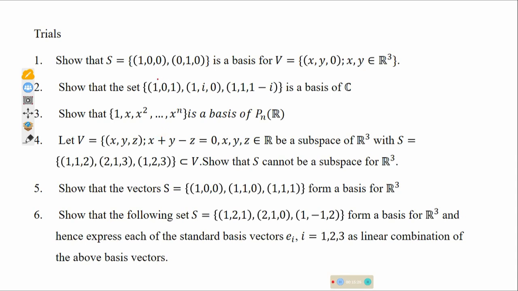Basically you need to prove that a given set satisfies the two conditions, that is, the set is linearly independent and it also spans the vector space. If the two conditions are satisfied, then you conclude that that given non-empty set is a basis of the vector space. If one of the conditions fails, then you conclude that that set is not a basis of the given vector space.